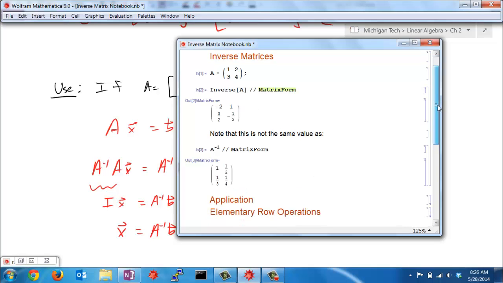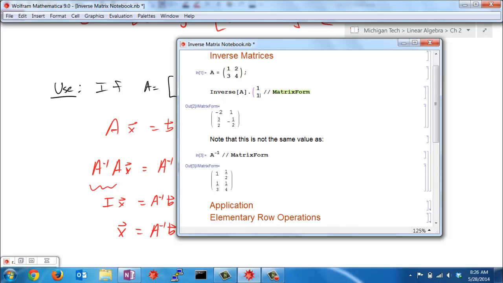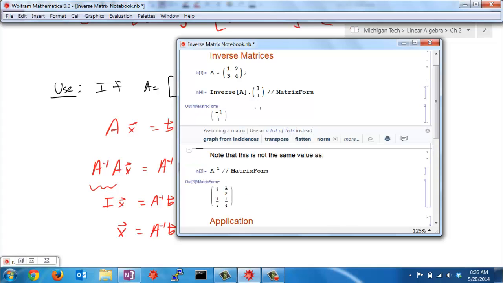Okay? But now if we have that inverse, I can take that inverse dotted with whatever that b value was. And sure enough, that should give me my solution. So we can do these real quick in Mathematica. I'm sure you can do them in your calculator as well.